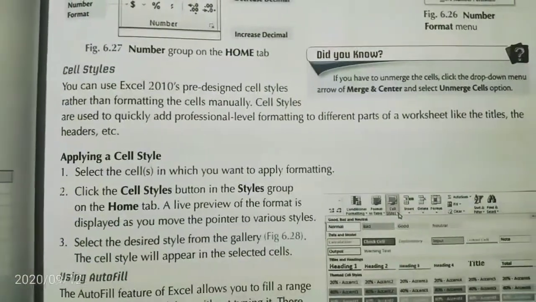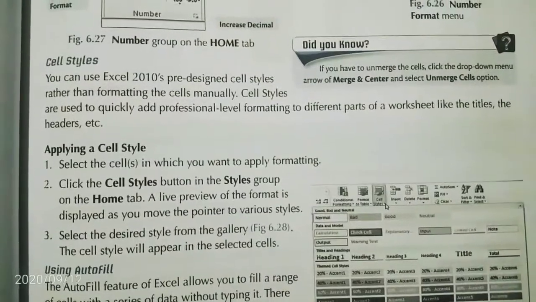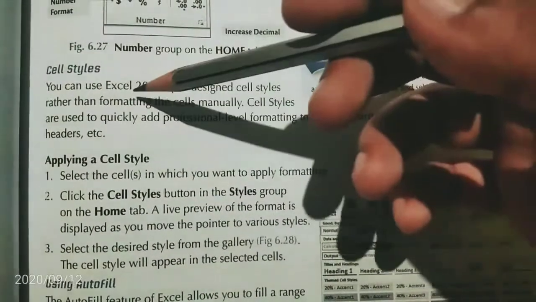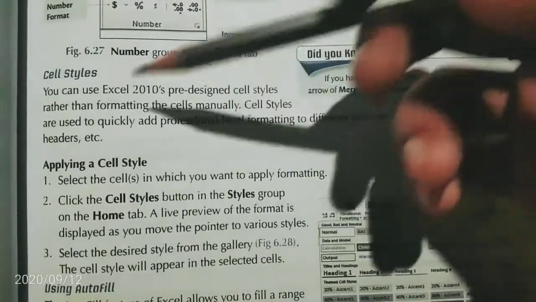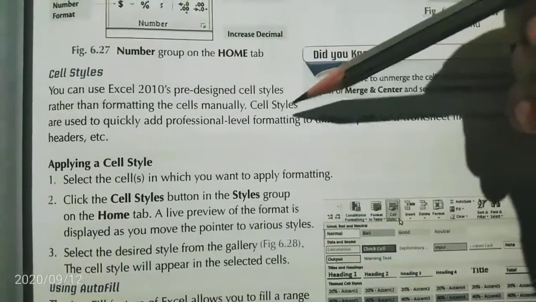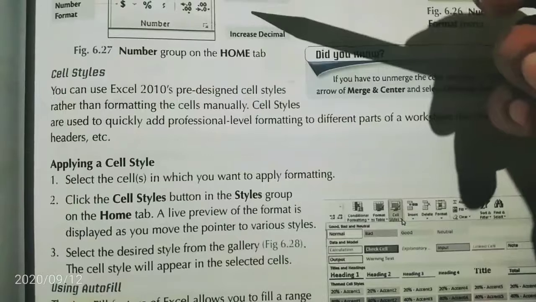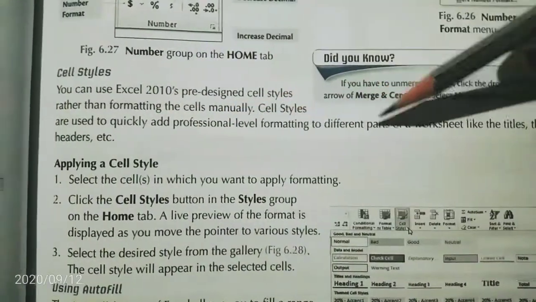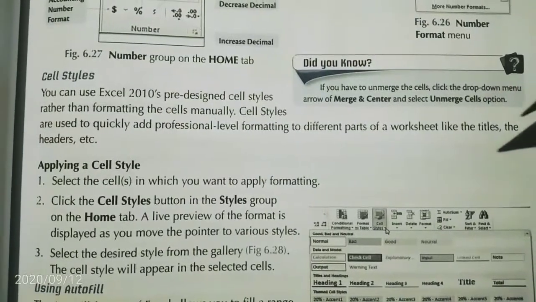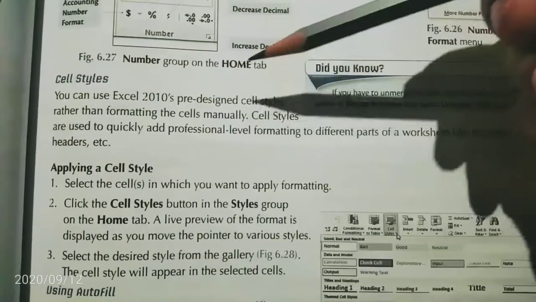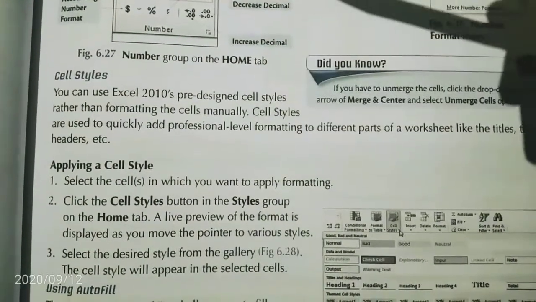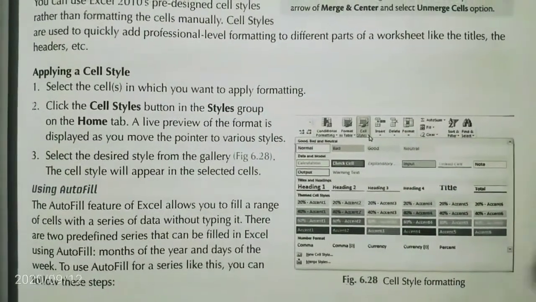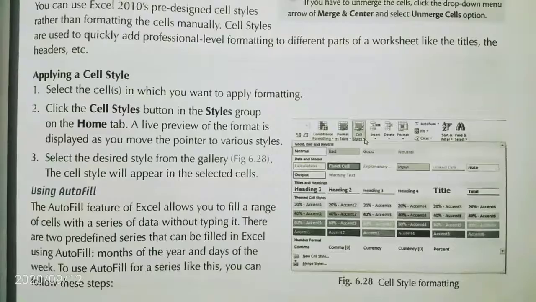Then next is cell styles. Cell styles means how you can change the style of the cell. What is the style of the cell? It means the designing of the cell. So, pre-designed cell styles rather than formatting the cells manually. Excel has pre-designed cell styles, no need to do it manually. Cell styles are used to quickly add professional-level formatting to different parts of the worksheet, like the titles and headers. That means it makes our worksheet and our styles very beautiful. So applying a cell style, how can you apply? I will show you. This is the cell style formatting menu.